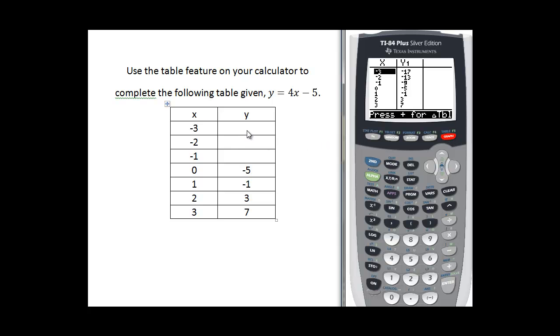So I can go back to my table and fill in that when x is equal to -3, y is -17. When x is -2, y is -13. And when x is -1, y is -9.